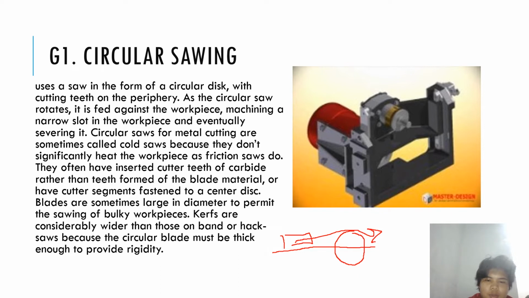Circular saws for metal cutting are sometimes called cold saws because they don't significantly heat the workpiece like friction saws do. They often have inserted cutter teeth of carbide rather than teeth formed from the blade material, or have cutter segments fastened into the center disc. Blades are sometimes large in diameter to permit the sawing of bulky workpieces. Kerfs are considerably wider than those on a band saw or hacksaw because the circular blade must be thick enough to provide rigidity.